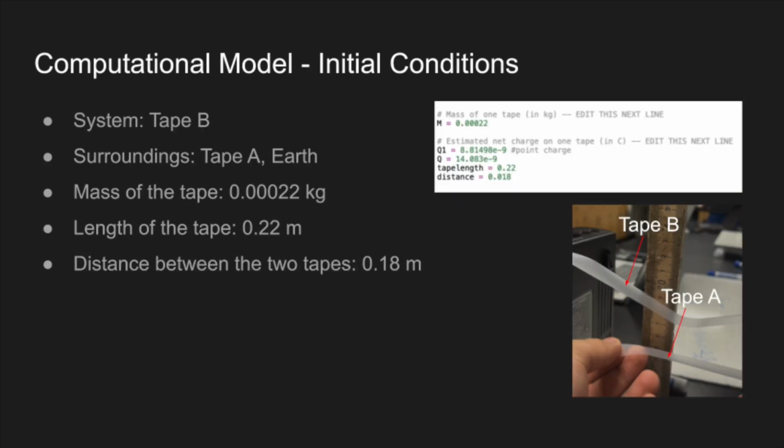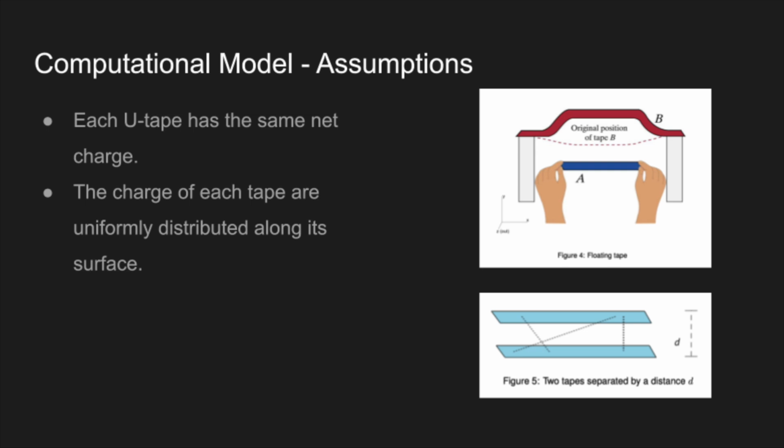For initial conditions, we have tape B to be our system, tape A and Earth for our surroundings. Mass of the tape was 0.00022 kilograms, length of the tape was 0.22 meters, distance between the two tapes was 0.18 meters. For this computational model, we assume that each tape has the same net charge, and the charge of each tape is uniformly distributed along its surface.